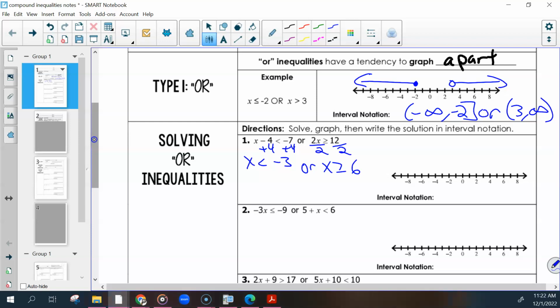And we could graph this. Open circle at -3. Closed circle at 6. Facing away from each other.